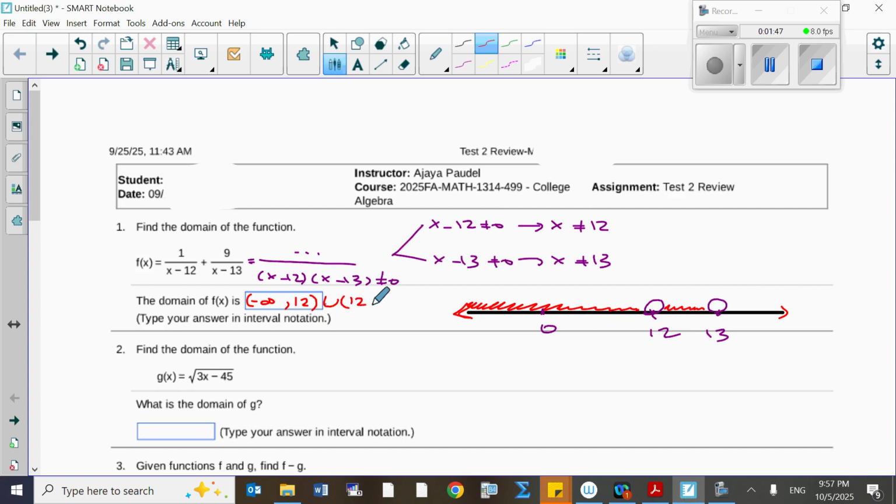So this will be 12 to 13. And then here I have to stop again, jump after 13 and continue moving. So this will be union 13 to infinity. So this is the domain of the function.